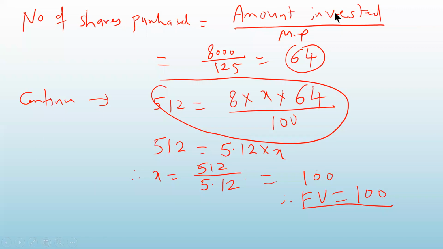Number of shares purchased is amount invested divided by market price. That gives me 64. So now I know this also, number of shares. Put everything in the formula and solve the equation. Equations also are not very difficult to solve.